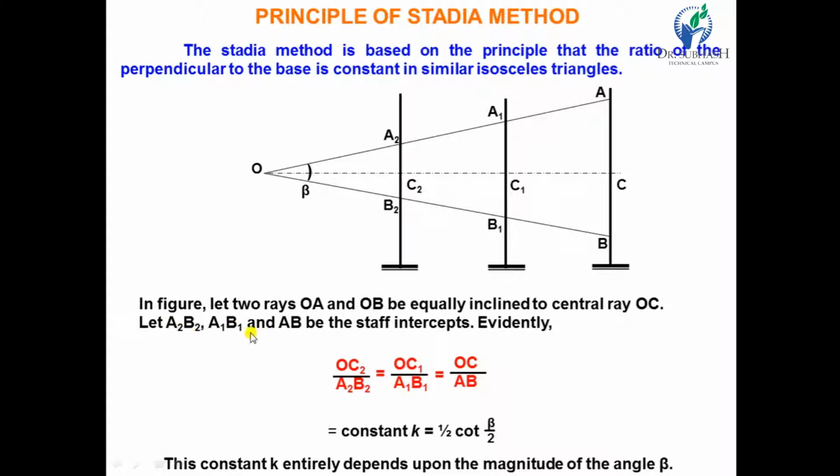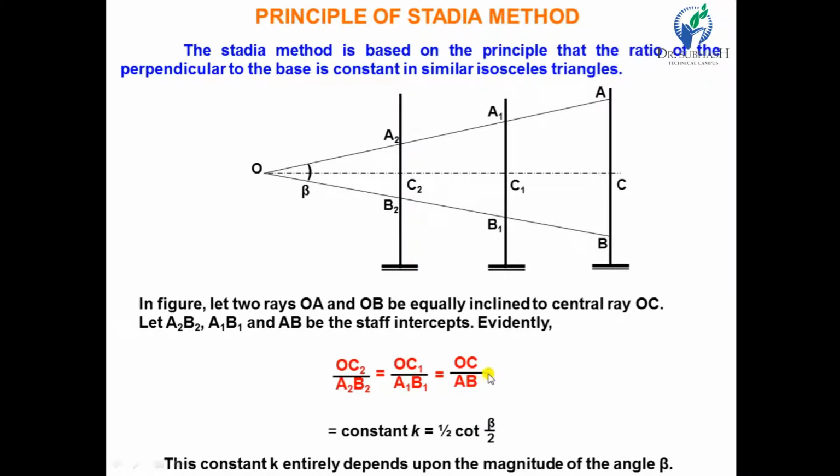Let A1B1, A2B2 and AB be the staff intercepts. The difference between the upper hair and lower hair reading is called the staff intercept. OC2 is equal to A2B2, OC1 is equal to A1B1, and OC is equal to A upon B. This gives the constant K.